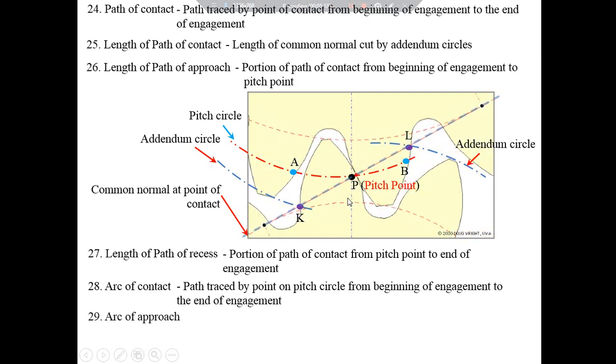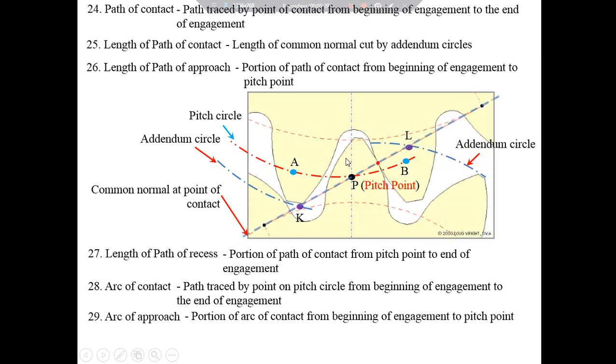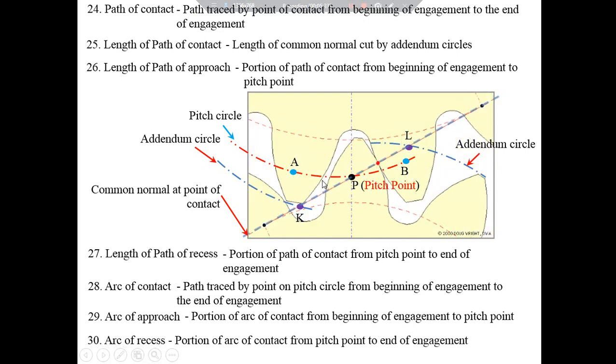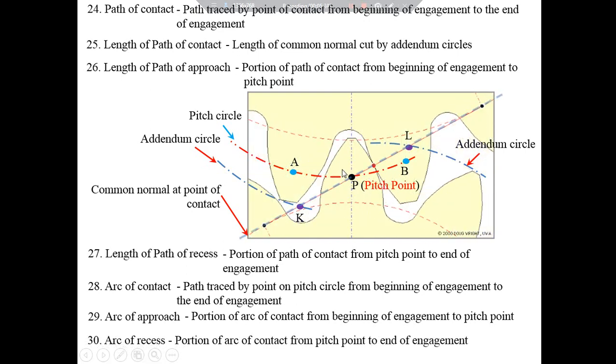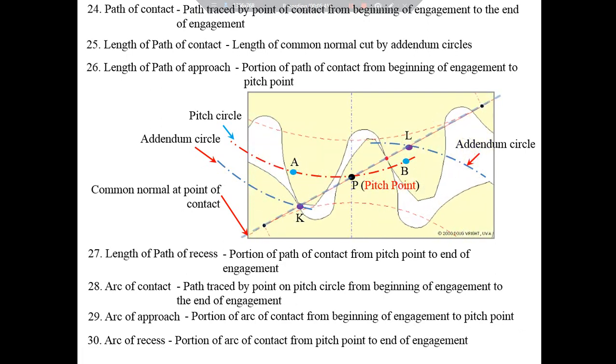So, arc of approach is the portion of arc of contact from beginning of engagement to the pitch point, and arc of recess is the portion of arc of contact from pitch point to the end of the engagement. That is definition number 30. With this, we complete the gear terminology.